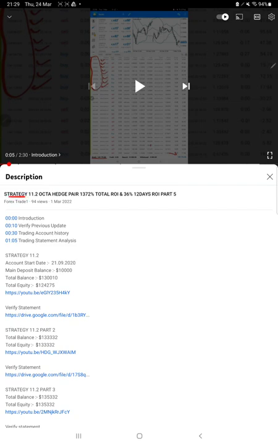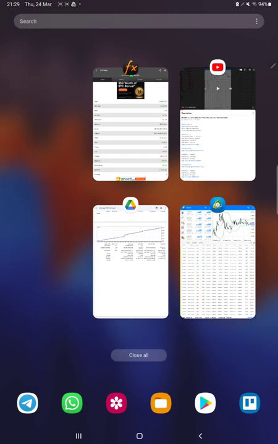So today we are updating about strategy 11.2, which is Octa Hedge strategy part 6 update. Last video was part 5, published on 1st of March. Almost within 20 days we are back with a new update. As you know, in the YouTube description you can get the strategy details, profit update, and trading account statement. To verify, you can check the description.